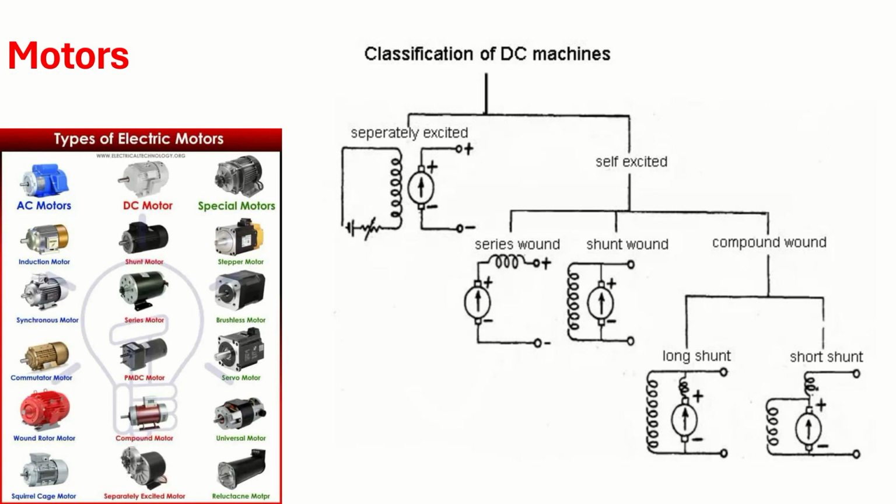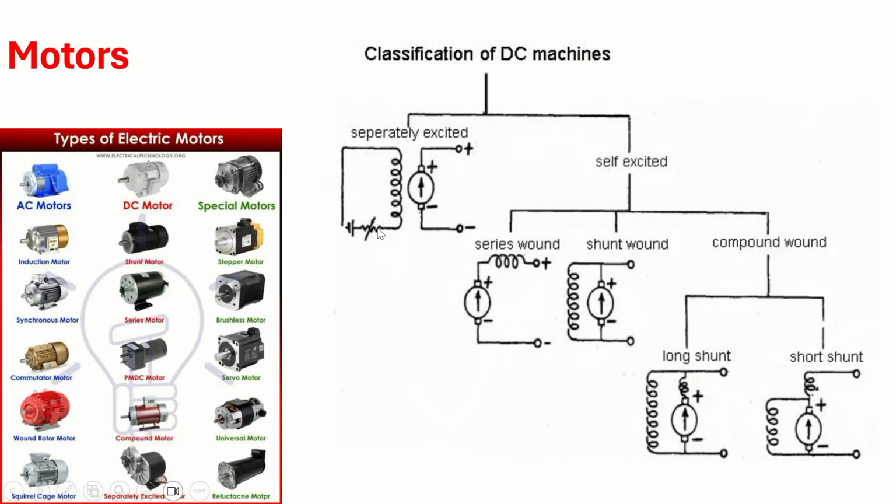What is an armature? The armature is the rotating part, which has some coil, converting electrical energy into mechanical energy. So that's about DC motors, where the field coil is connected in different ways.